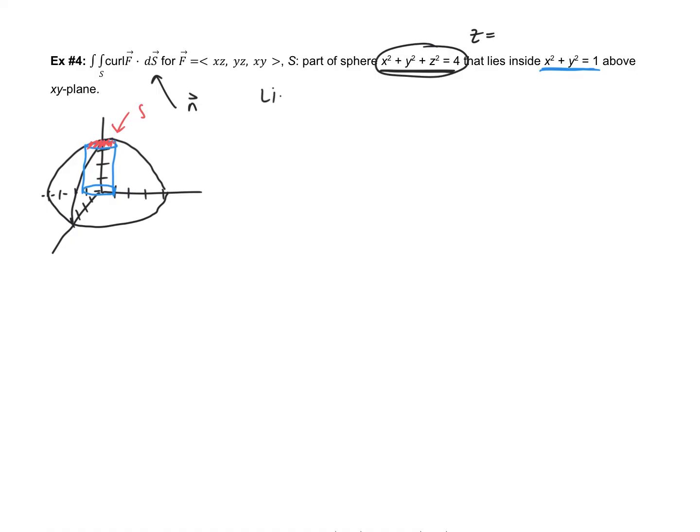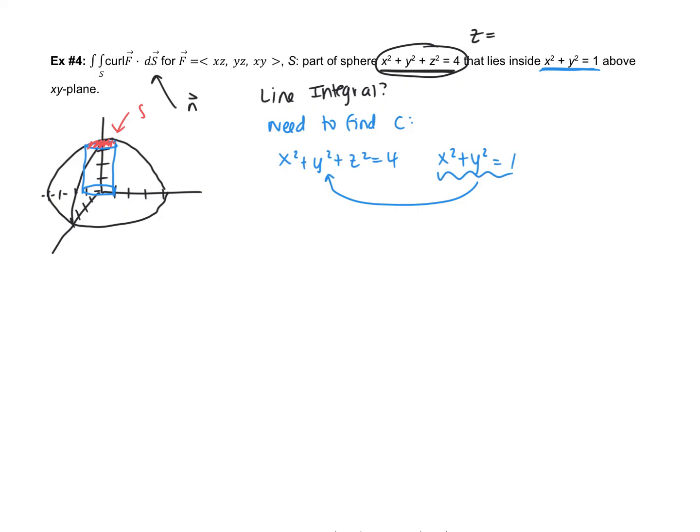So at this point, I'm thinking, do I want to do this as a line integral? If I do this as a line integral, I'm going to need to find C. So I need to find the actual curve we're talking about. So I'm going to start with the sphere, x squared plus y squared plus z squared equals 4. And that intersects with our cylinder, x squared plus y squared equals 1. So if I take that x squared plus y squared equals 1 and put it in, I'm going to get 1 plus z squared equals 4. So z is equal to plus or minus root 3.